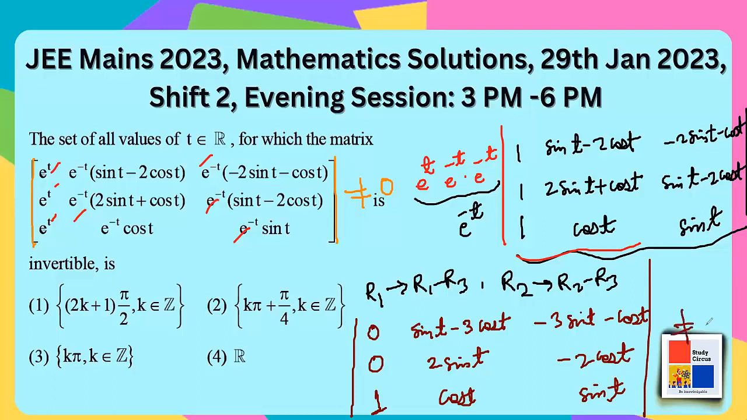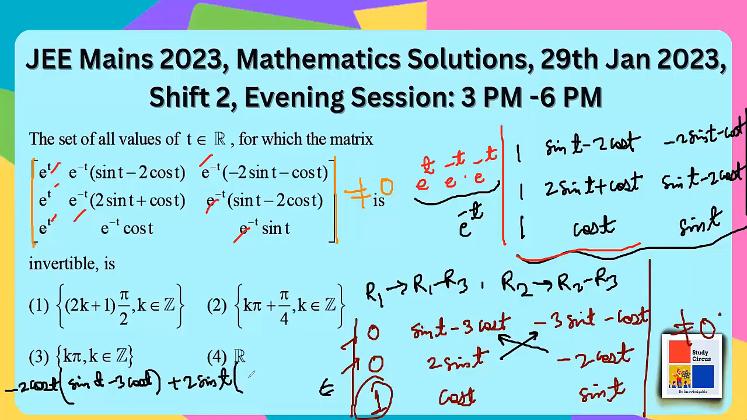Okay, this should not be 0. Okay, we have to find such values of t, right? And since we have two zeros here, I have to only expand about this one. After expanding, what will be left is this thing here. If I write it here, it is going to be negative 2 cos t multiplied by, so this into this minus this into this basically, minus 2 cos t sin t minus 3 cos t plus 2 sin t, 3 sin t plus cos t.